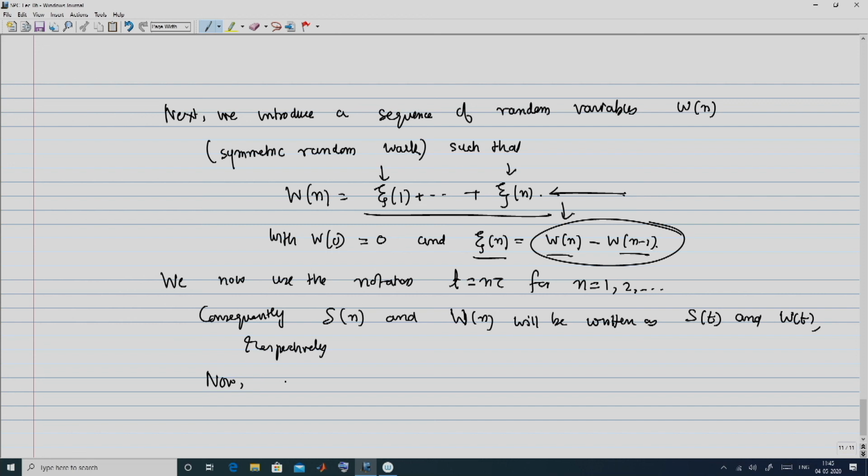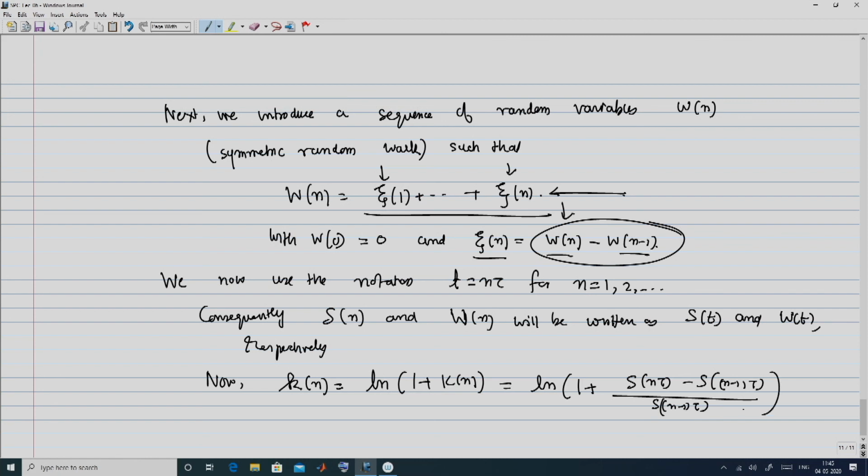Now, what is k n? Let us go back to k n. K n is natural log of 1 plus capital K of n. Now, what is capital K of n? This is just S of n tau minus S of n minus 1 tau divided by S of n minus 1 tau. So, this is going to be natural log of 1 plus S of n tau divided by S of n minus 1 tau minus 1, these two cancel out.